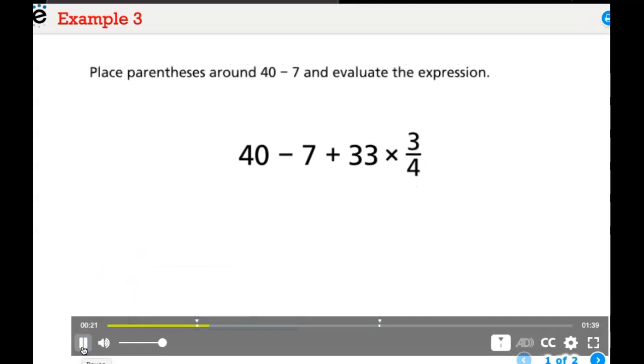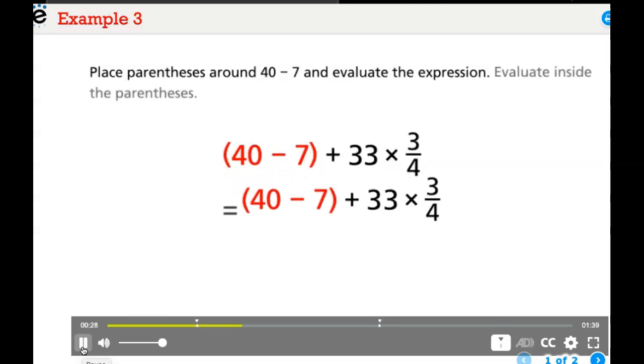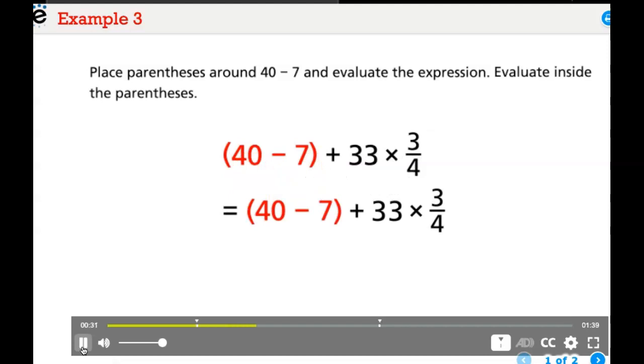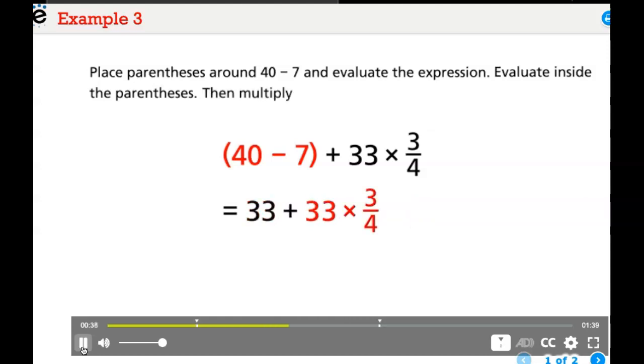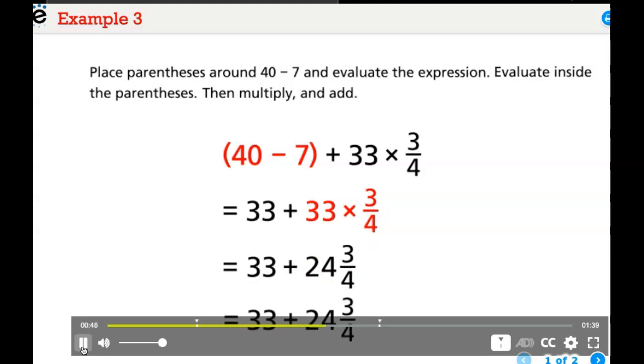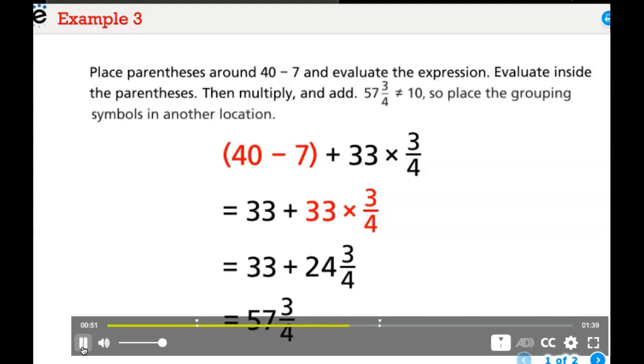To begin, try placing parentheses around 40 minus 7 and evaluate the expression. First, evaluate inside the parentheses. 40 minus 7 equals 33. Then multiply the other 33 by 3/4, which is 24 and 3/4. Now add. This expression has a value of 57 and 3/4, which does not equal 10, so you need to place the grouping symbols in another location.